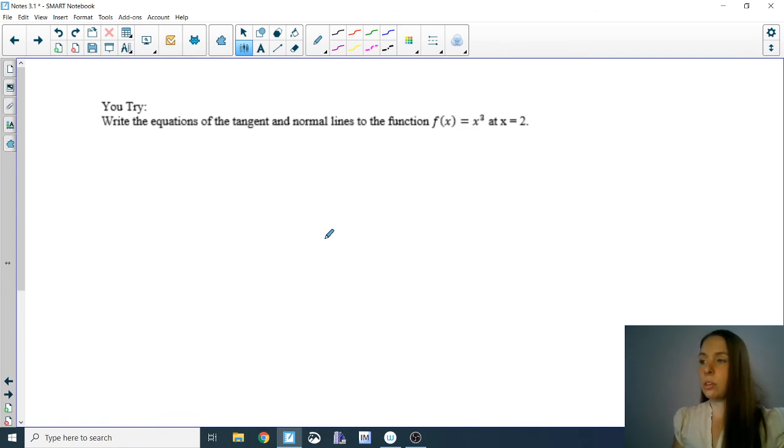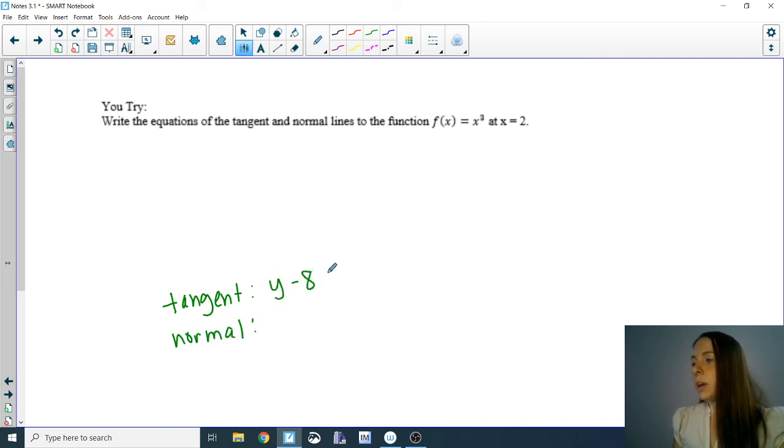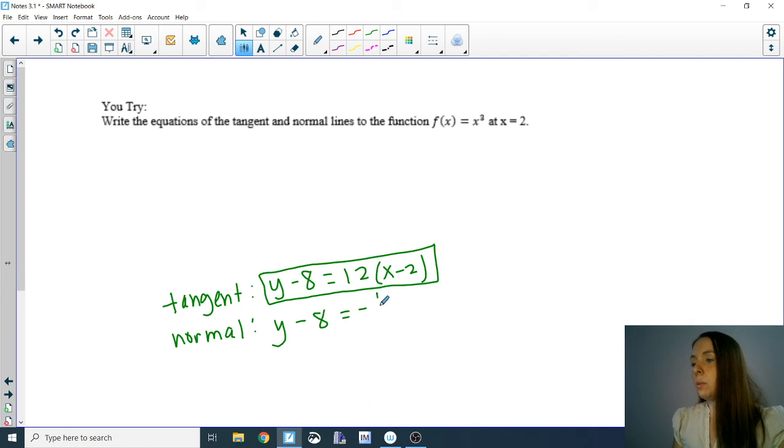I will tell you the answer to this. However, I do want you to try to work it out on your own. And if you have questions about it, you can ask me as usual. For this Try It, it says write the equations of the tangent and normal lines to the function x cubed at x equals 2. I'm going to give you those equations, and I want you to make sure that you can do the work to get there. The equation of the tangent line is y minus 8 equals 12 times x minus 2. Again, I left it in point-slope form. And that would make the equation of the normal line y minus 8 equals negative 1/12 times x minus 2.